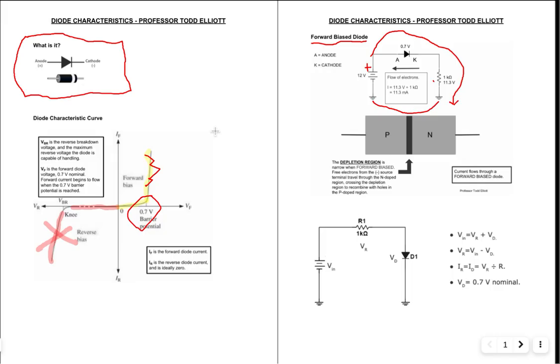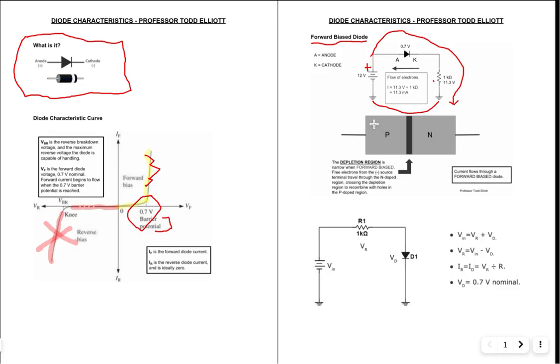Change that 1K resistor to 500 ohms, the voltages will be all the same, but the current flow will double. So the resistor limits the diode current. When it's forward biased, the diode has a very narrow depletion region. This is the barrier voltage. Well, this is the barrier depletion region. So literally, it's the 0.7 volts in that gap there.